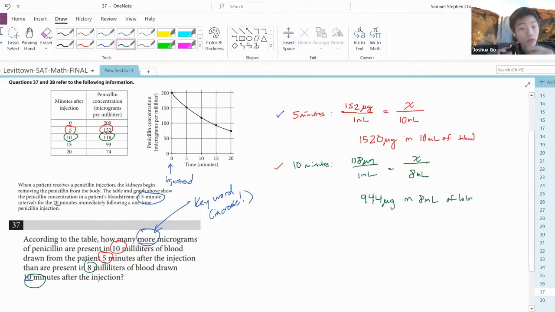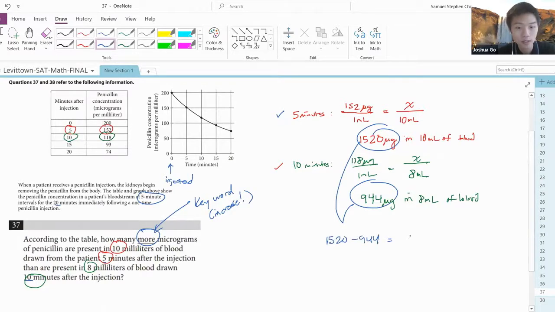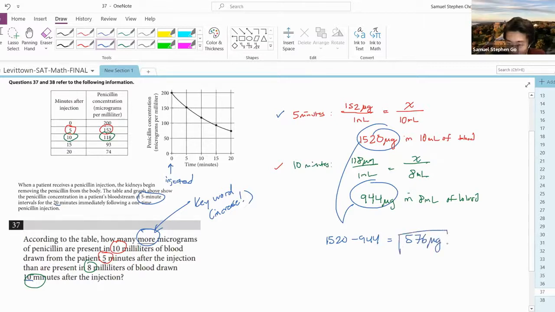So now we have these two values, and we can get the difference between them. We subtract 944 from 1520 and get 576 micrograms, which is our final answer. Micrograms, sorry. Yep, micrograms. This symbol here is micro, 10 to the minus 6.